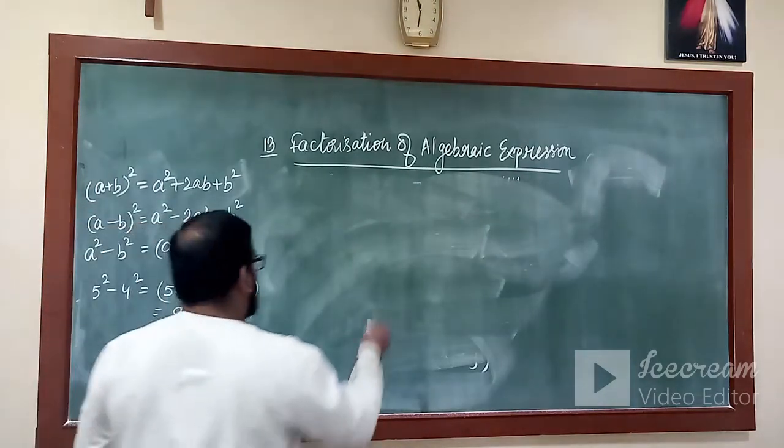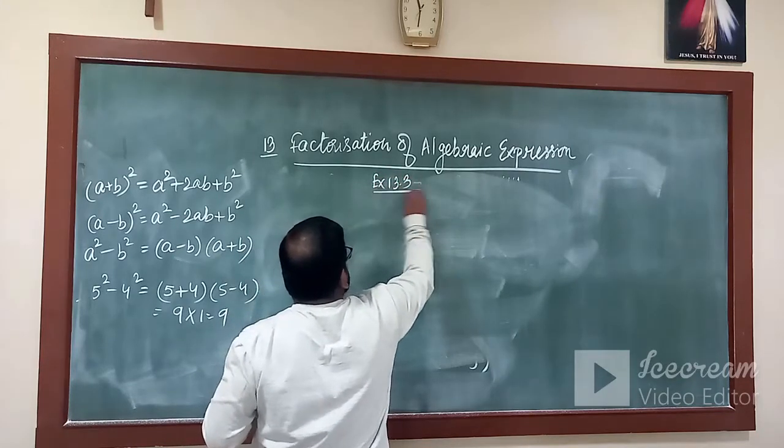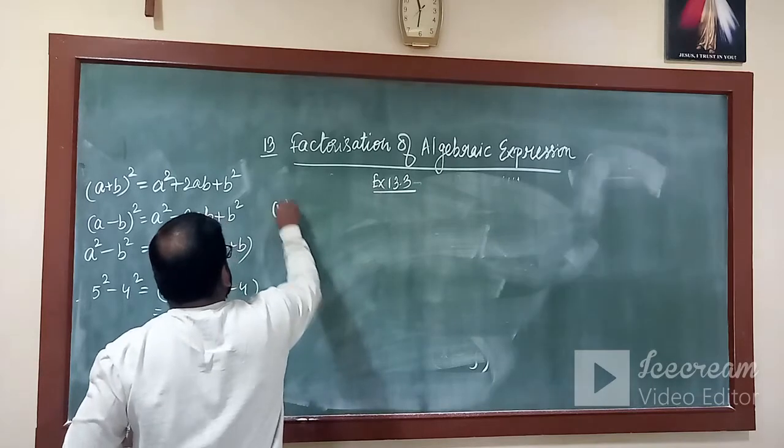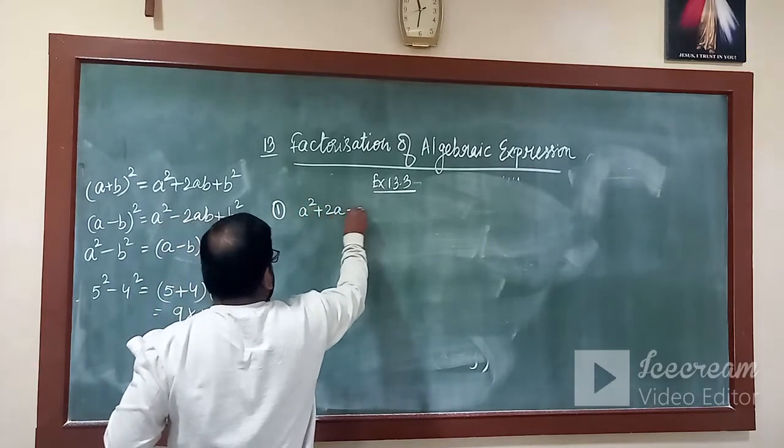Okay, so let's see how we will use these identities in this exercise 13.3. The very first question is: a square plus 2a plus 1.